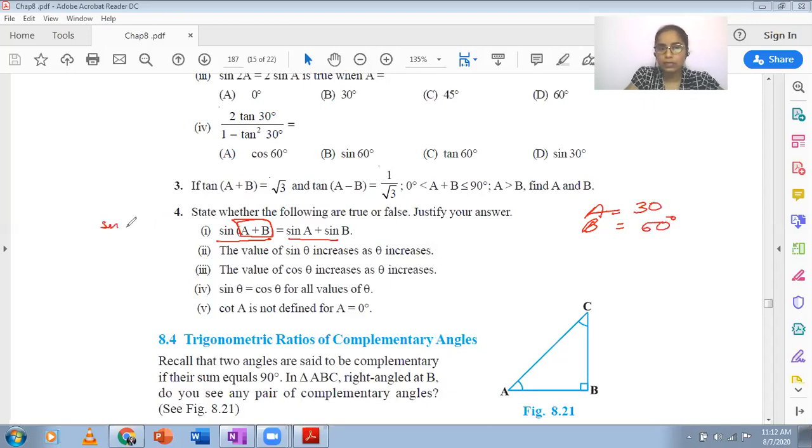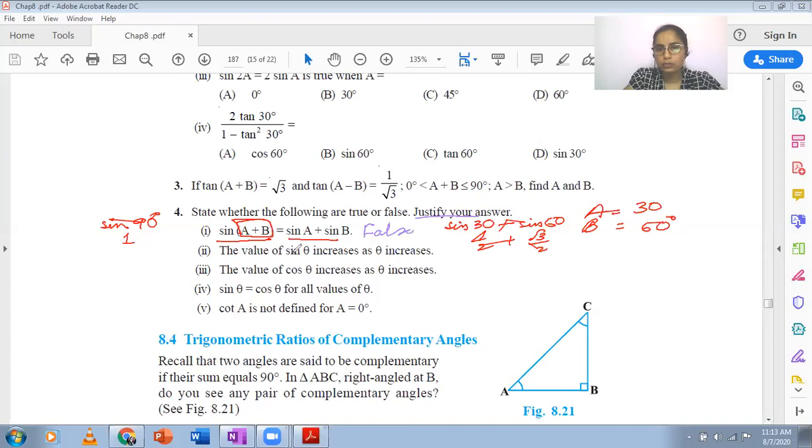On the left hand side, you will have sin 90, which is 1, whereas on the right hand side, you will have sine of 30 plus sine of 60. This will be 1 by 2 plus root 3 by 2. This is not 1. So as you can see from here, the two values are not equal. The statement given to you is incorrect. This is false. The first statement is false. Although you just have to write it down, you should know the reason why it's false.